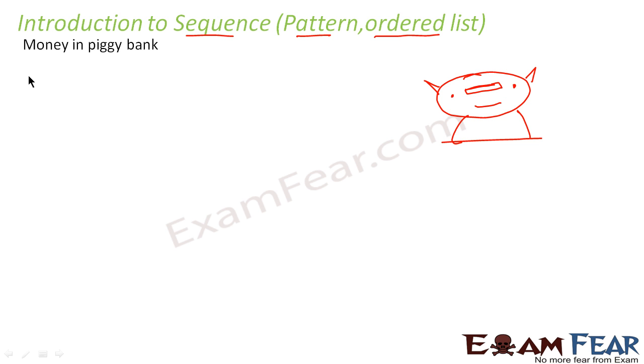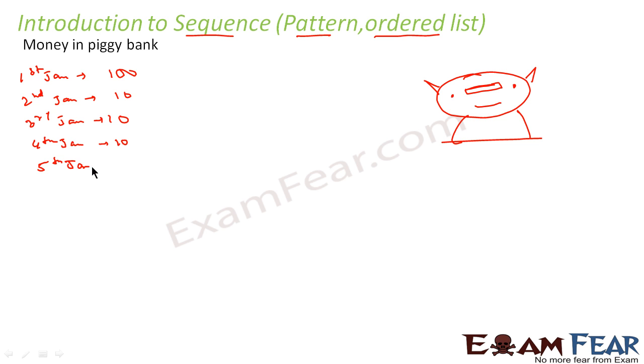Now let's suppose I'm talking about 1st of Jan. Your dad said, okay, let's start the account on 1st Jan. Since it's a new year, I'll give you 100 rupees, and every next day he'll give you 10 rupees each. For example, on 2nd Jan, he gave you 10 rupees. On 3rd Jan, again 10 rupees. 4th Jan also, 10 rupees. So daily he keeps giving you 10 rupees.